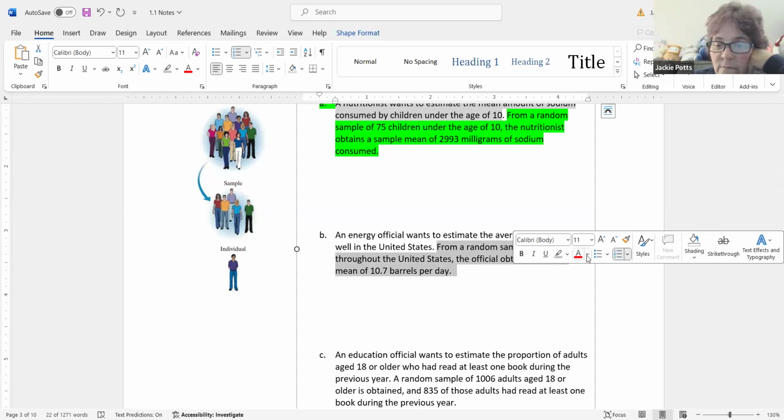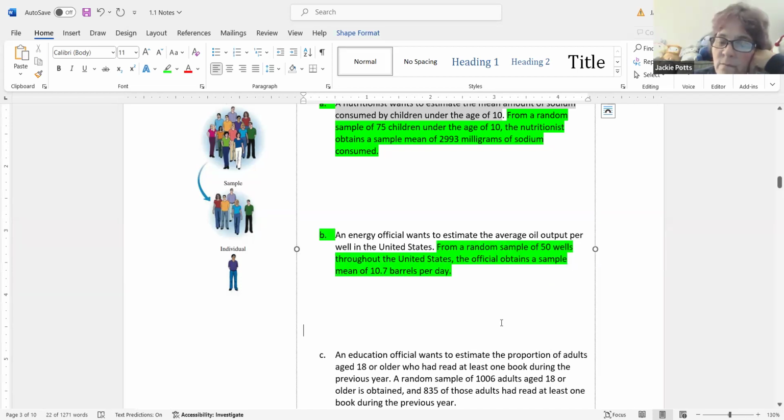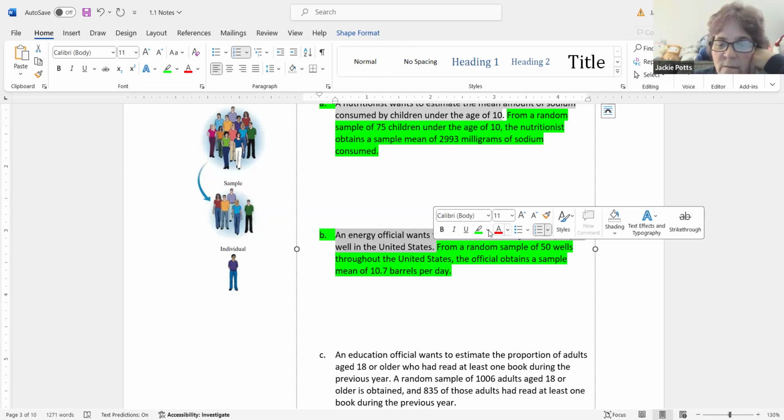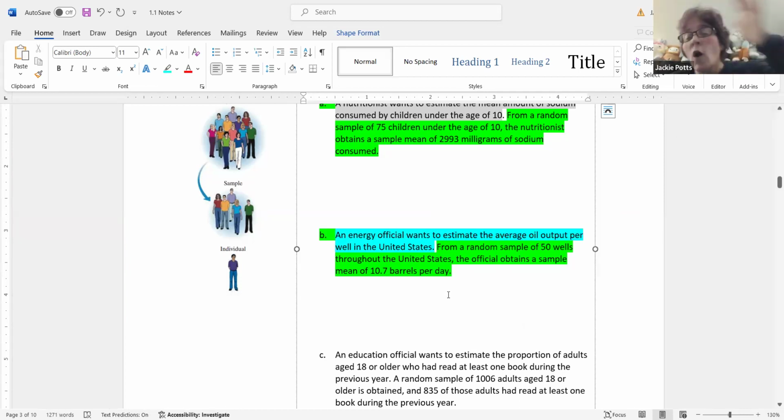Right there, there's the sample. So what is the population? The parameter, sorry. The parameter is all of the wells, but more specifically, it's the average output of oil for all wells in the United States. That's the parameter with the population.